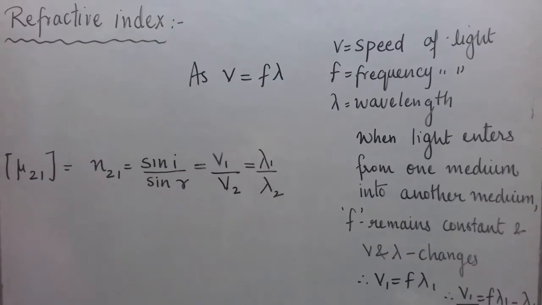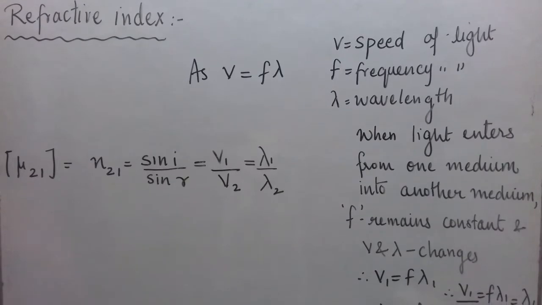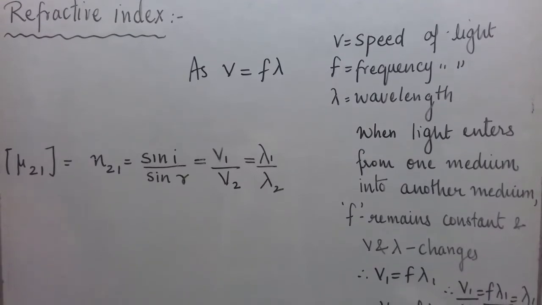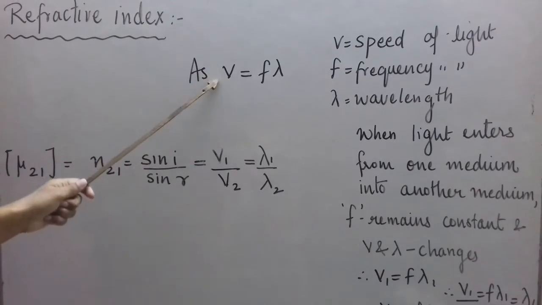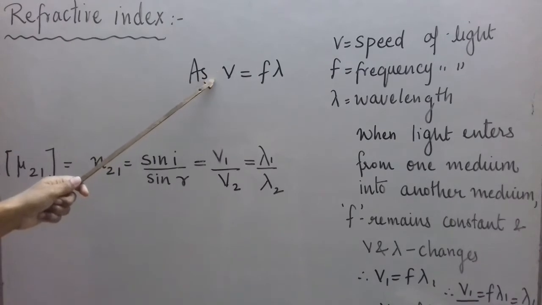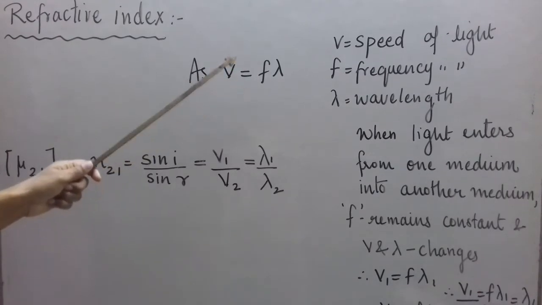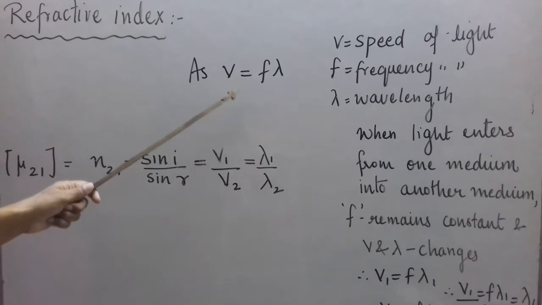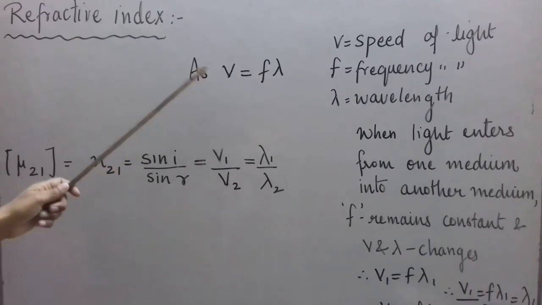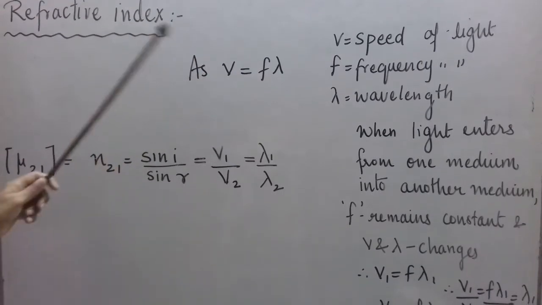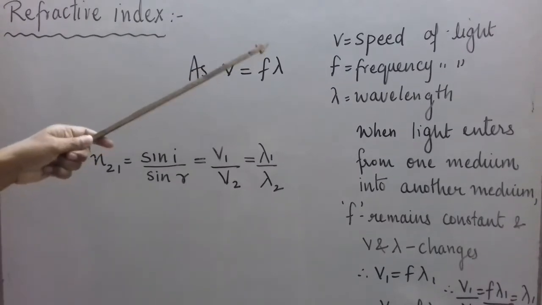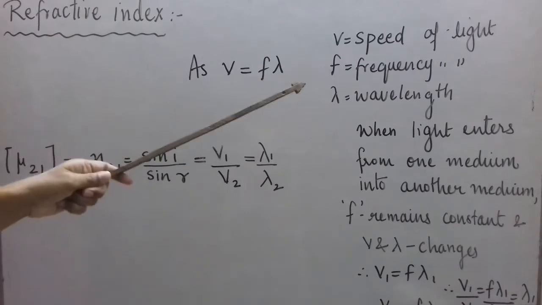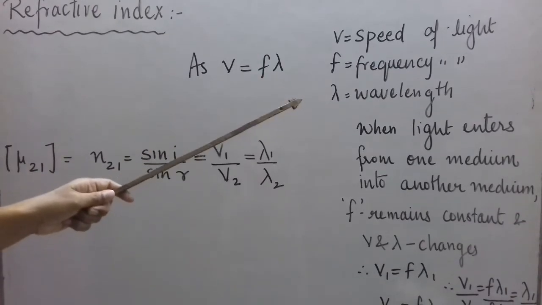Now students, in your 9th class, you have studied one formula which is valid for the speed or velocity of a wave. That is, v is equal to f lambda, where v is the speed of the wave or magnitude of velocity of the wave, f is frequency, and lambda represents the wavelength of the wave. Now just remember that light is also a kind of wave, and this formula is also valid for light. So here v represents the speed of light, f the frequency of light, and lambda the wavelength of light.